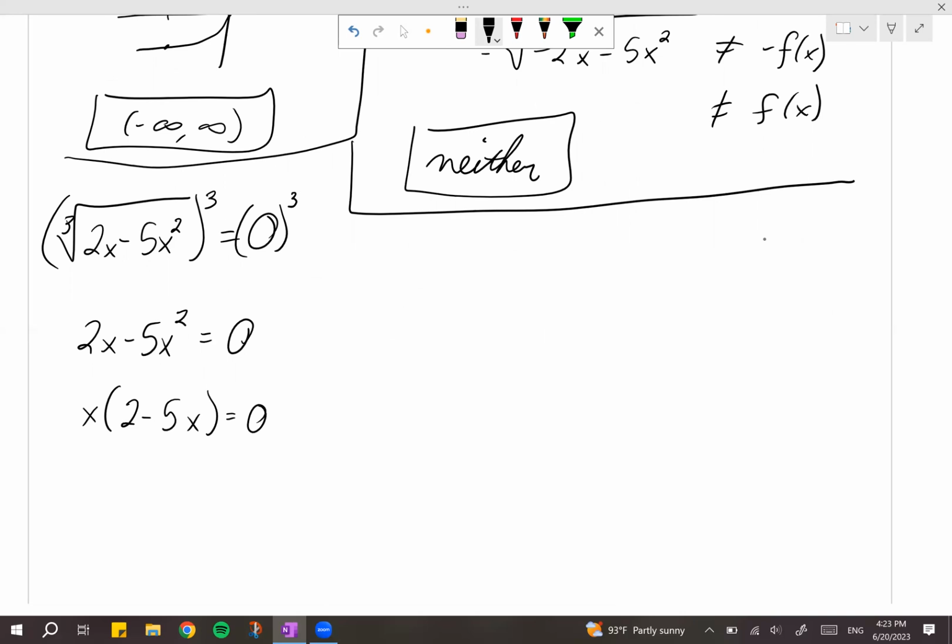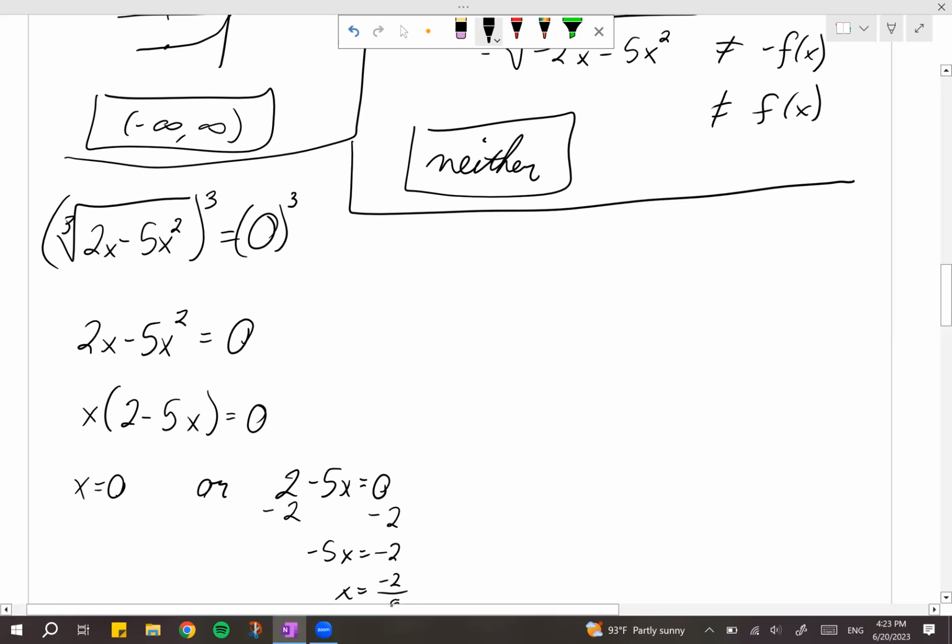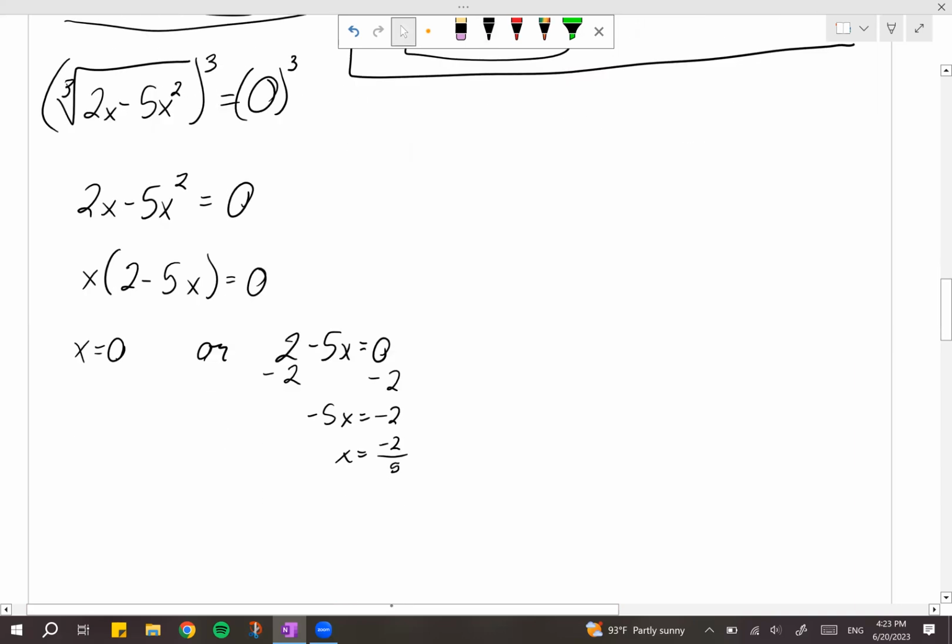All right. Now I'm going to set each of these equal to 0. So I have x equals 0, or 2 minus 5x is equal to 0. On this right equation right here, I'm going to subtract 2 from both sides. Negative 5x equals negative 2. x equals negative 2 over negative 5. A negative over a negative makes a positive. So we have our roots are 0 and 2/5.